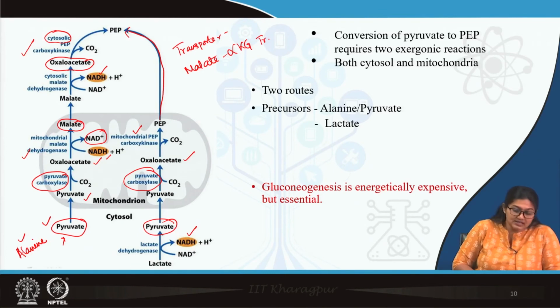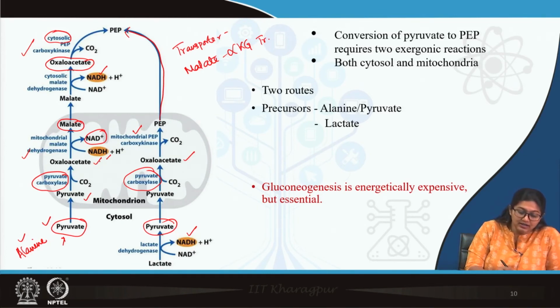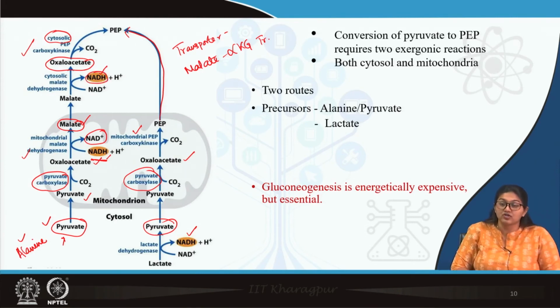What happens? You can see that here with the utilization of mitochondrial NADH, malate is formed, whereas when this malate comes outside while forming oxaloacetate, it provides NADH in the cytosol. So, basically this is an indirect transport of NADH from mitochondria to cytosol.